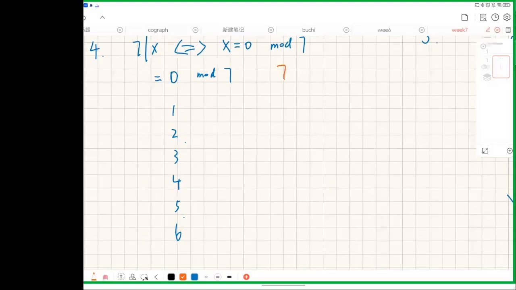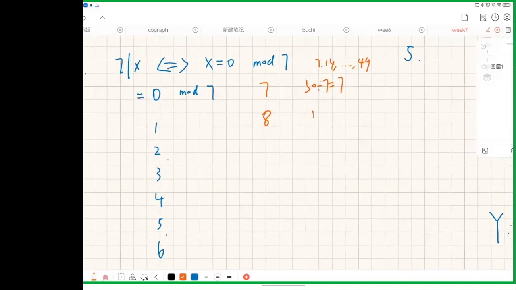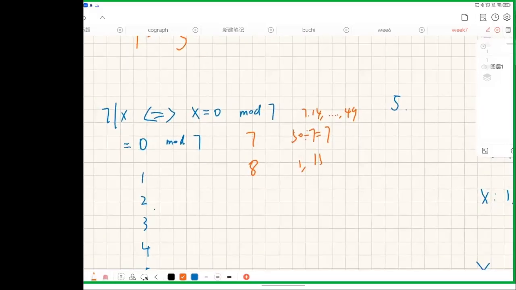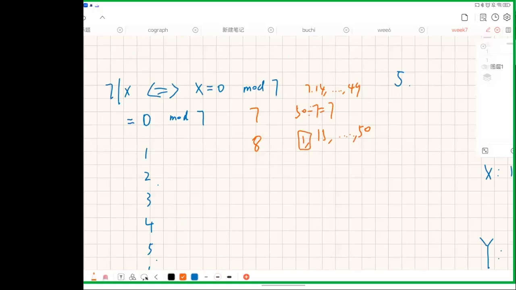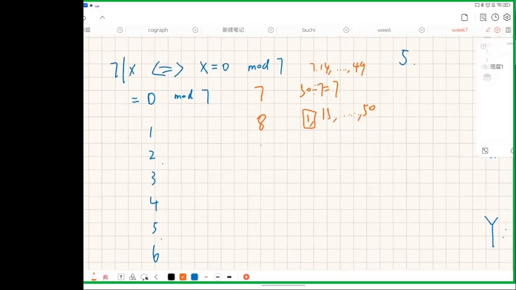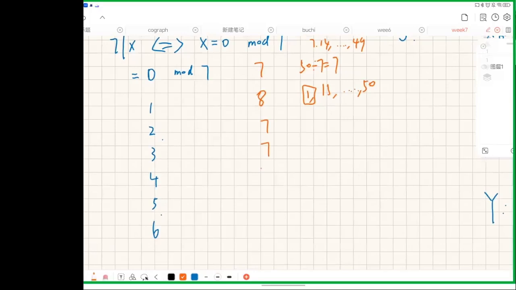7, right? Because 50 mod 7 equals 1. So we know 7, 14, and so on up to 49 are multiples of 7. And how many of them are 1 mod 7? It's 8, right? Because we have 1, then 15, and so on. We have 1 more. But for mod 2, we only have 7. And 3, 7, 4, 7, all the others are 7.